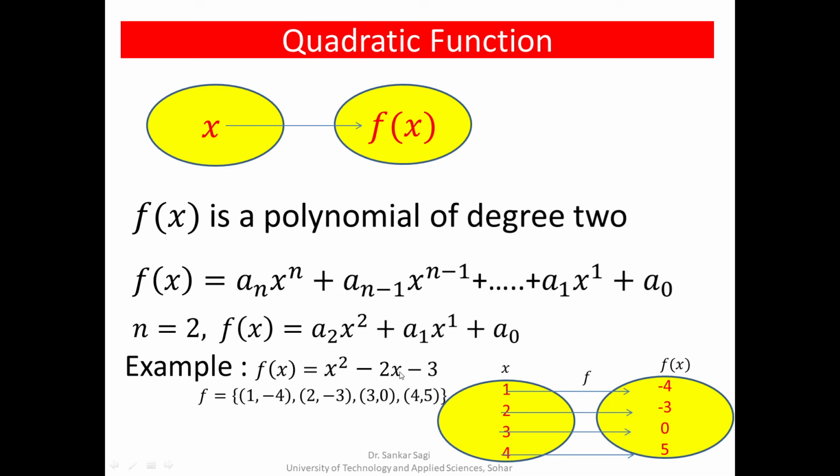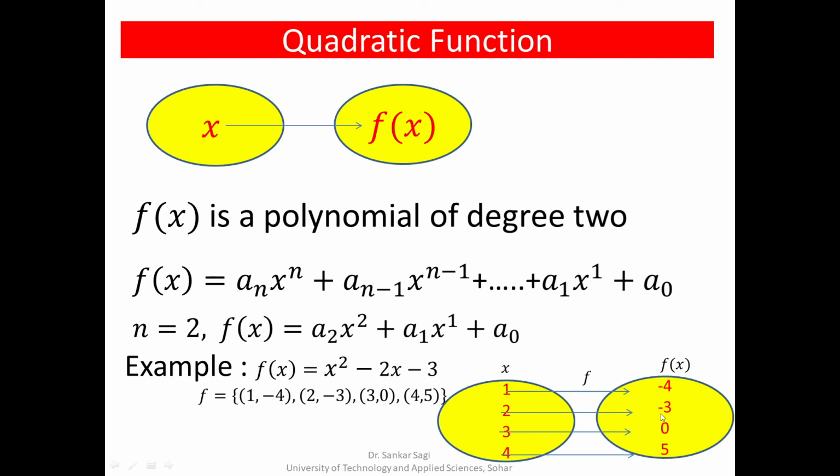Under this function, if we take the values in the domain 1, 2, 3, 4, the corresponding images we can get as -4, -3, 0 and 5. If we put x = 1 here, the image of 1 will be 1 squared, 2 times 1 and -3: 1 - 2 - 3, that will be -4. So the image of 1 is -4.